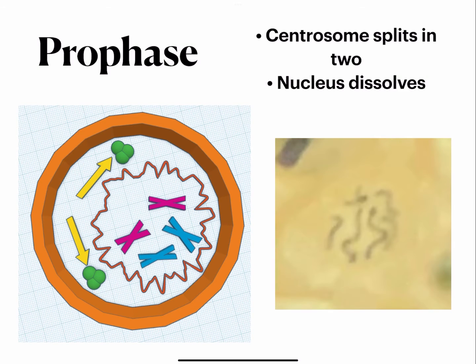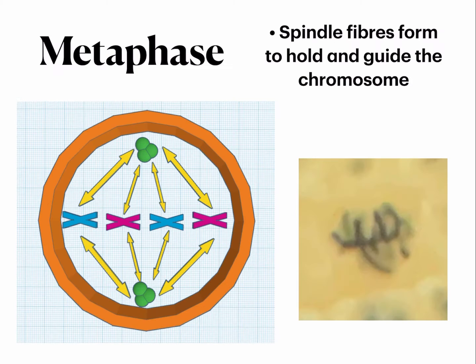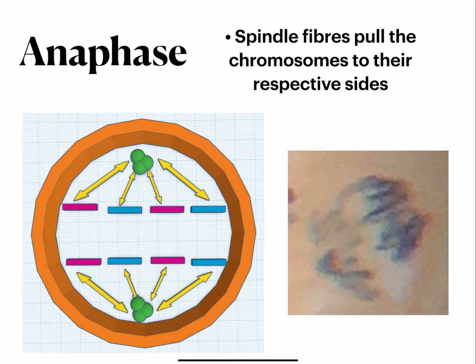And then we move on to prophase, which is where the centrosome splits in 2 and the nucleus starts to dissolve. And in metaphase, the nucleus is completely gone and the spindle fibers form and hold the chromosomes in the middle of the cell. In anaphase, the spindle fibers pull the chromosomes to their respective sides, which is the 2 opposite sides of the cell.